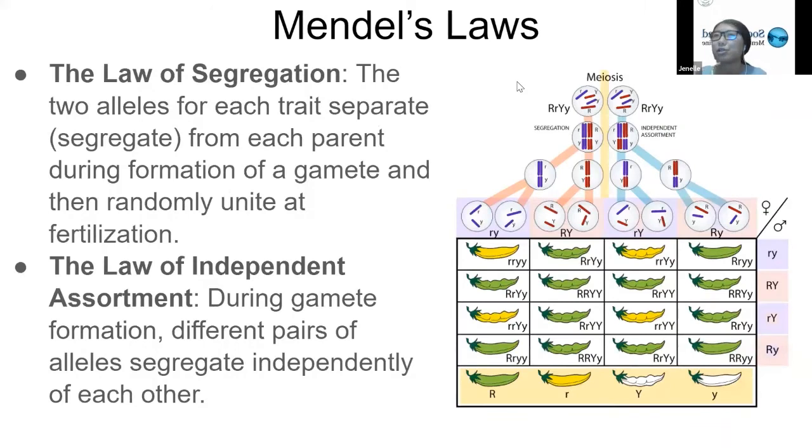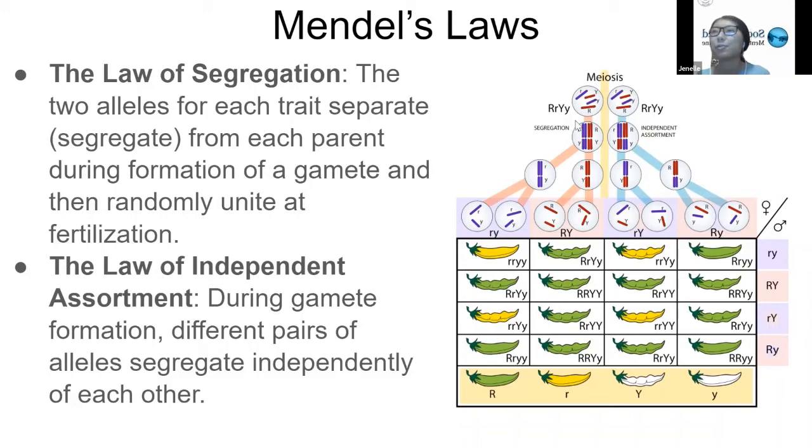And so the major laws that he determined was the law of segregation, which is when the two alleles from each trait separate or segregate from each parent during the formation of a gamete and then randomly unite at fertilization. And so I have this diagram to the right, which demonstrates this. So he determined the law of segregation based on his observations from his monohybrid crosses. And don't worry, this term I will go into in the next slide.